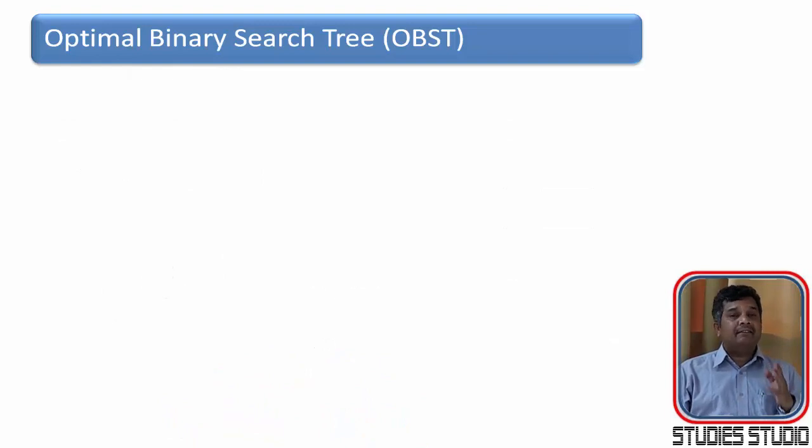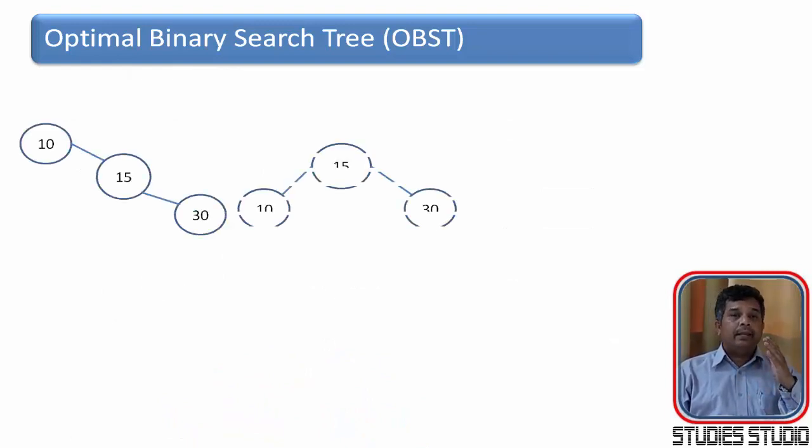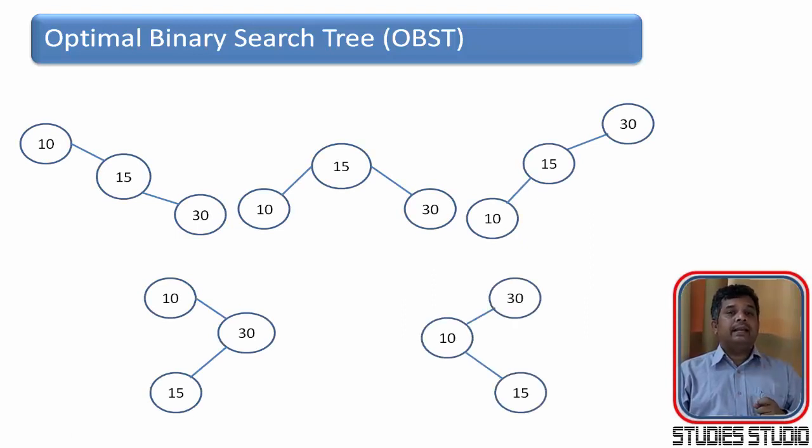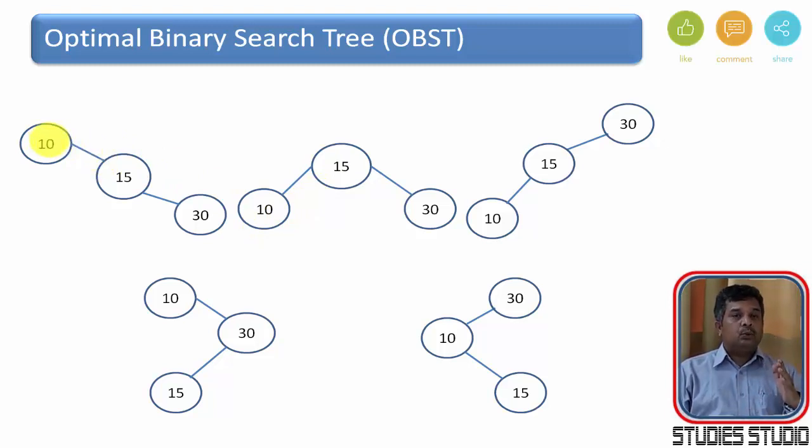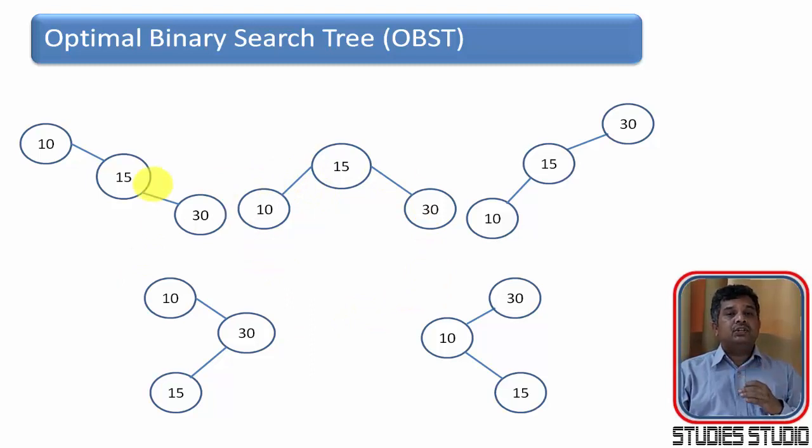Let us say we have 3 data, 10, 15 and 30. Then how many binary search trees can we have? We can have these many binary search trees. You can check the properties of a binary search tree here. The root's right hand side data is always greater, and the left hand side data is always lesser. So we are getting 5 different binary search trees with 3 data.